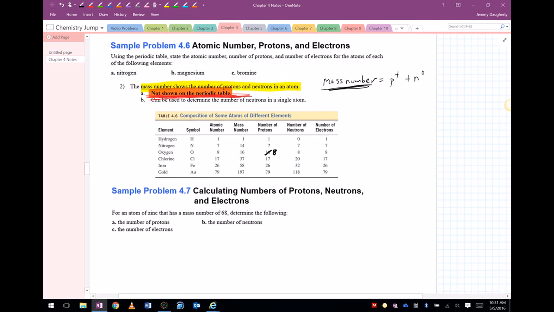Okay, so here, let me show you an example. Here's iron. Okay, the atomic number of iron is 26. The mass number is 58. What does that mean? Well, that means that 58 is equal to the number of protons plus the number of neutrons. Well, we know that we have 26 protons, so from that we can figure out the number of neutrons. It has 32 neutrons. Again, go and watch the video problems.